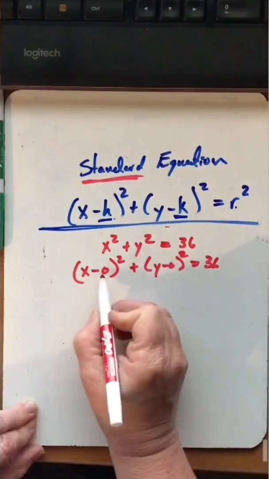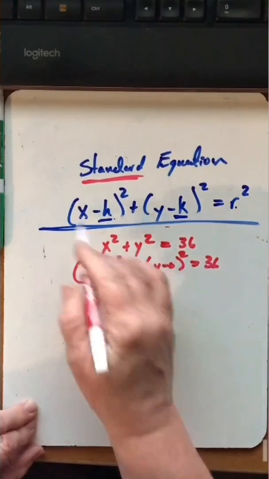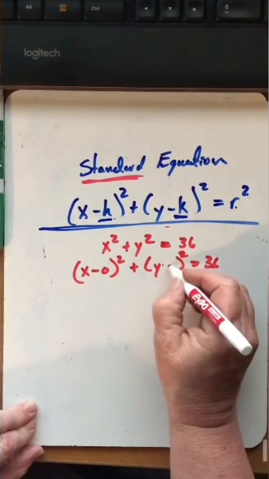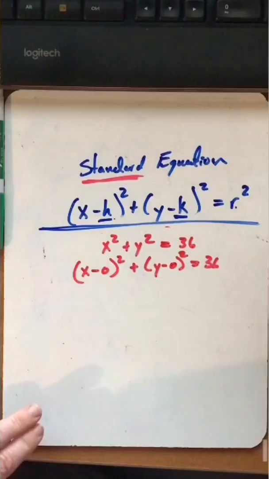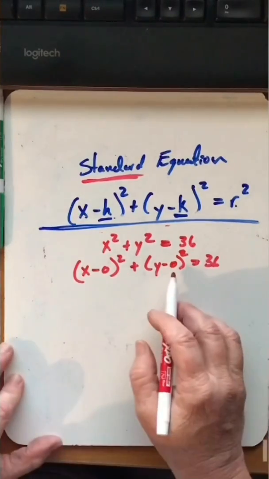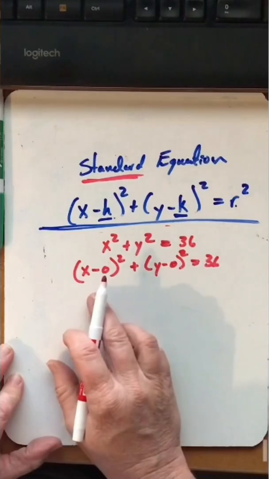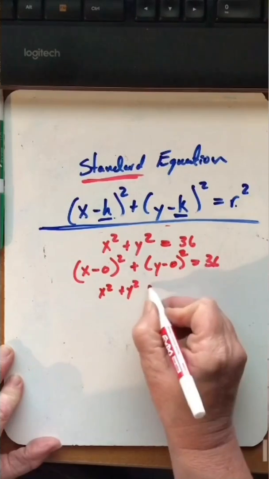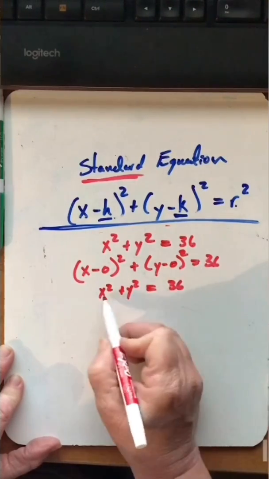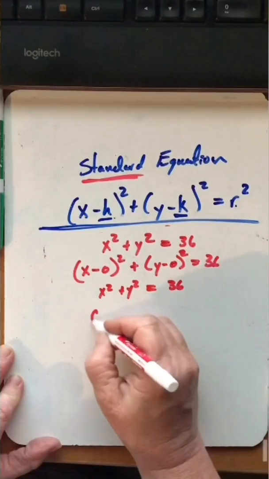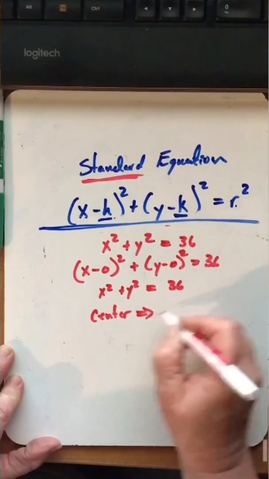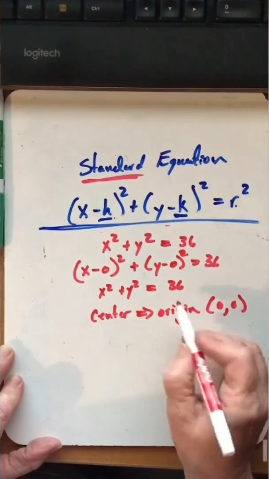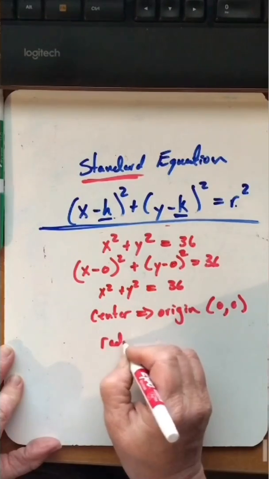But we don't normally leave 0 in when we're looking at an equation because it's meaningless. I mean, 0 does matter, but we don't normally leave that. So what we do is we just drop the zeros. And so when you don't have any numbers next to those x's or y's, that means that the center is at the origin, which is 0, 0. And then here it tells me my radius.